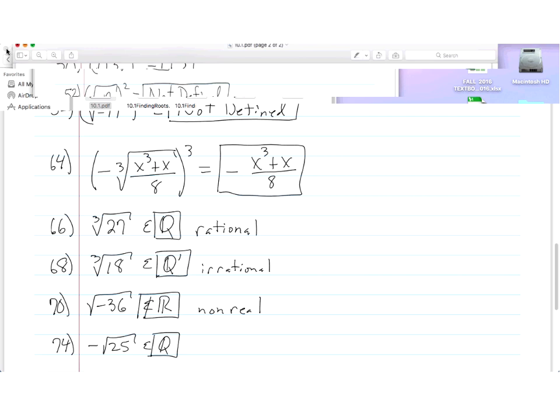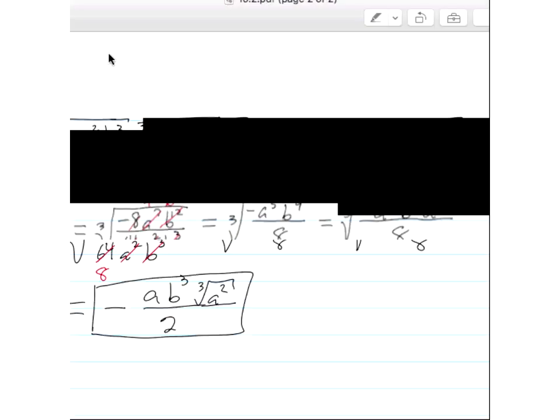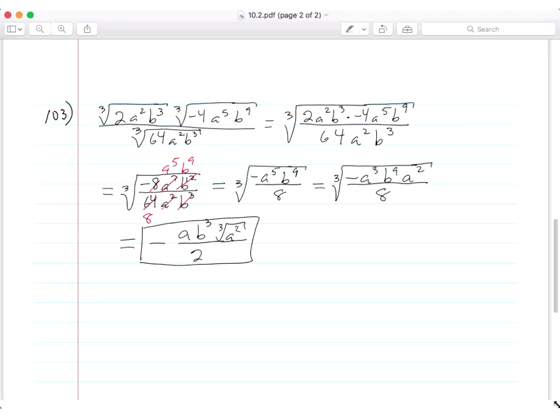Oops. Sorry. Let's go on to section 10.2.